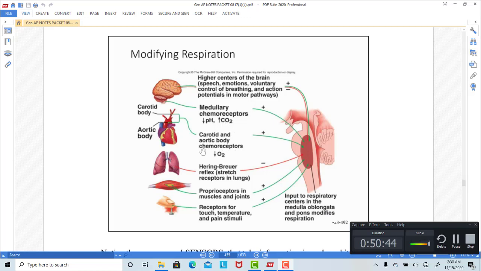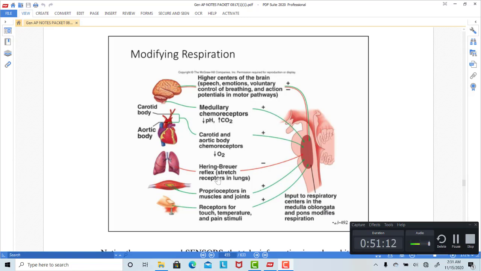We also have chemoreceptors in the carotid arteries and the aorta. If oxygen levels get really low, that's going to increase the respiratory rate. And then we also have stretch receptors in the lungs that we talked about. When the lungs are stretched with a maximum inhale, that's going to actually de-stimulate, turn off the muscles for respiration to allow the lungs to relax.